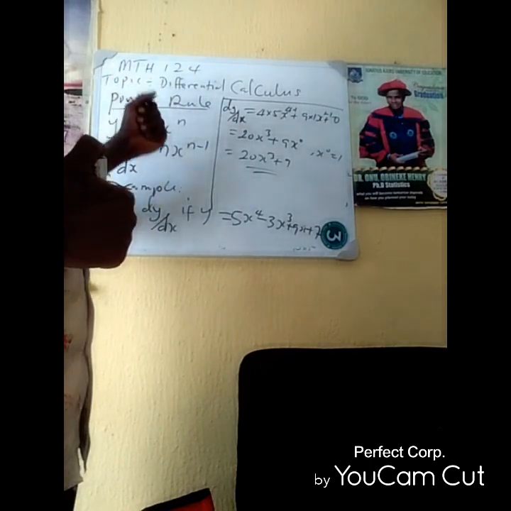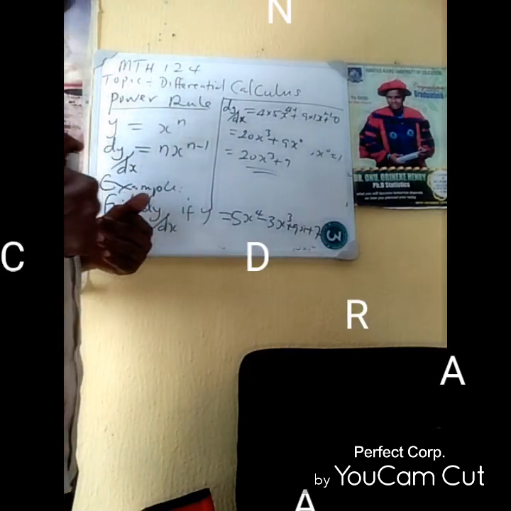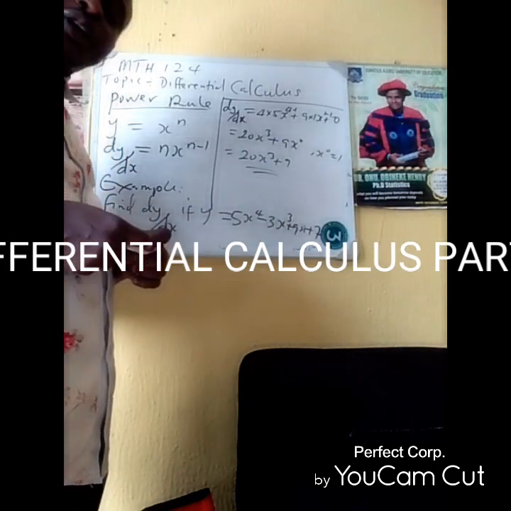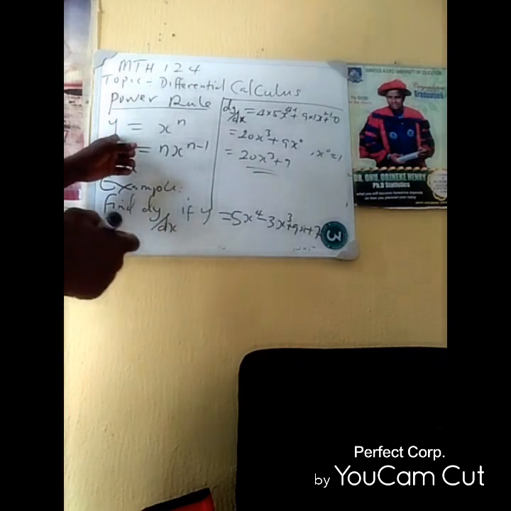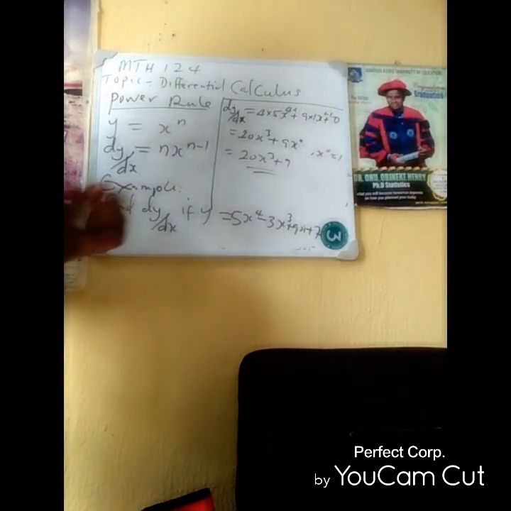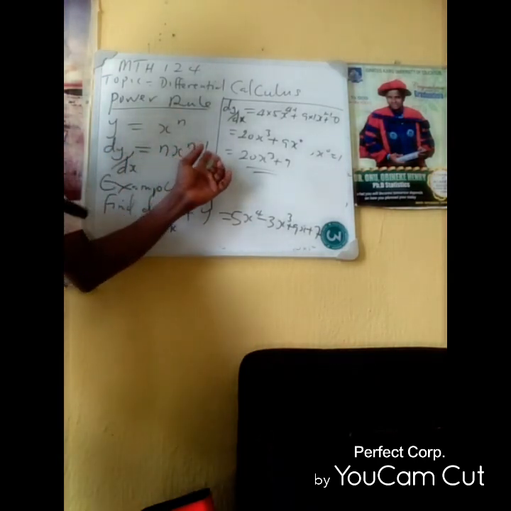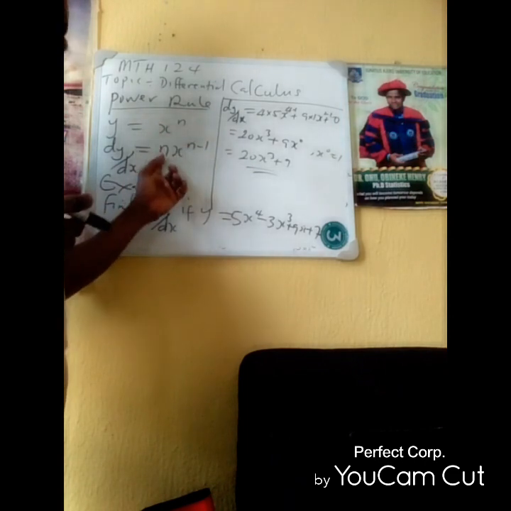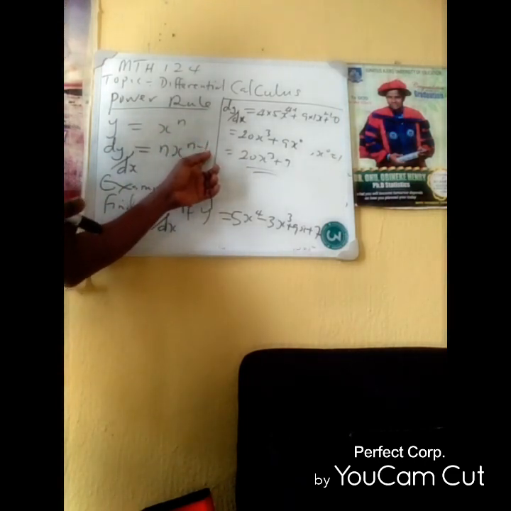We want to talk about differential calculus, the power rule, as a follow-up video from part 1 of the previous video. If you have y equal to x raised to power n as a function of x, dy over dx will be equal to nx raised to power n minus 1, meaning that the power comes down to multiply the base, and then 1 is subtracted from that power.